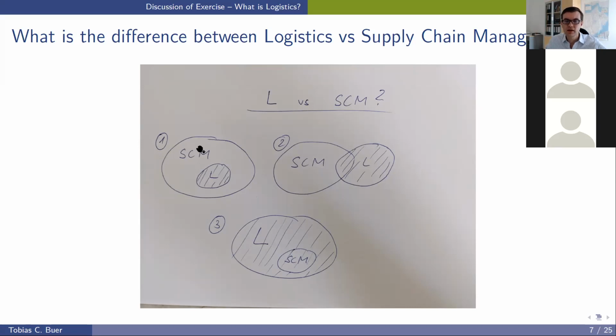Number two says there are some activities that are considered supply chain activities. There are some activities that are considered logistics activities. There is a small overlap between the two of them, but logistics is something else or has some activities that are not in supply chain management and vice versa. And number three shows you that all the supply chain management activities are part of logistics activities.